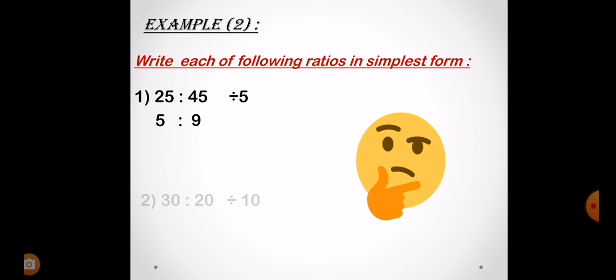Second one, 30 to 20. The common factor between 30 and 20 is 10. So I will divide 30 by 10 and 20 by 10. We choose the biggest common factor between the two numbers to divide by. So the answer will be 30 divided by 10 is 3, and 20 divided by 10 is 2. Excellent students. Number 3.